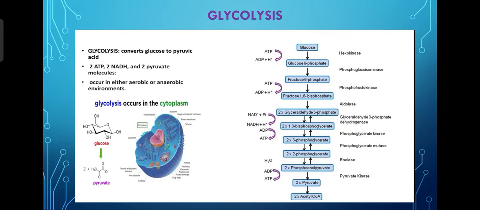Glycolysis is a sequence of 10 enzyme catalyzed reactions that takes place in the cytoplasm. Glucose gets converted into glucose 6 phosphate and then to fructose 6 phosphate, fructose 1,6 bisphosphate and finally to pyruvate by a series of enzyme catalyzed reactions.